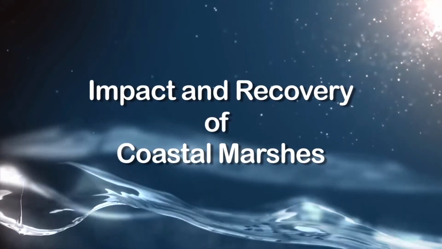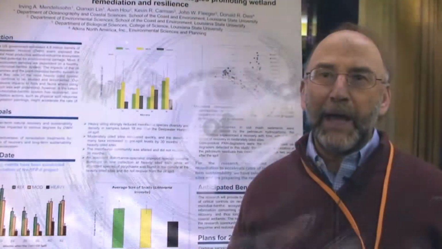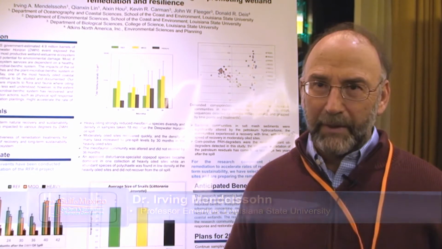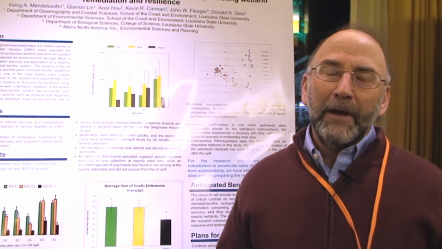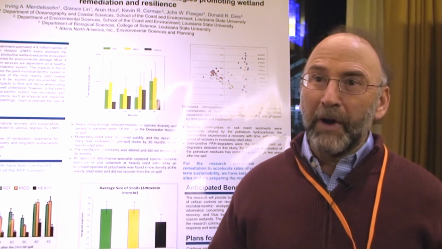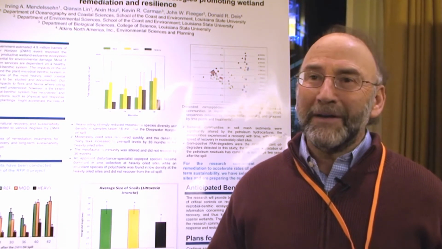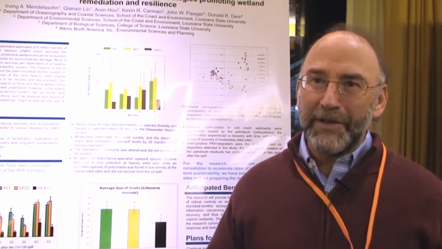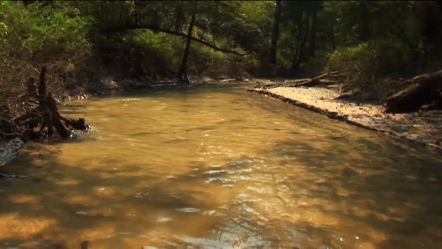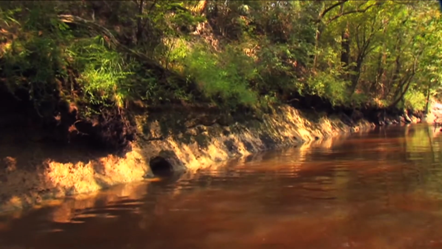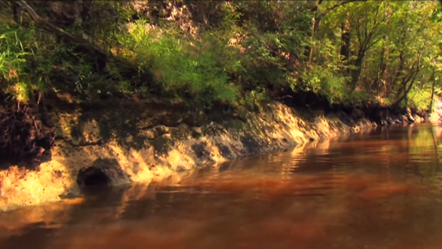What we're trying to understand is both the impact and the recovery of coastal marshes to the Deepwater Horizon oil spill. So this is a multi-disciplinary type of study where we have a number of different areas covered in which we're trying to assess the degree to which the oil has impacted vegetation along the coast, the animals that grow on the marsh vegetation and on the surface of the marsh.